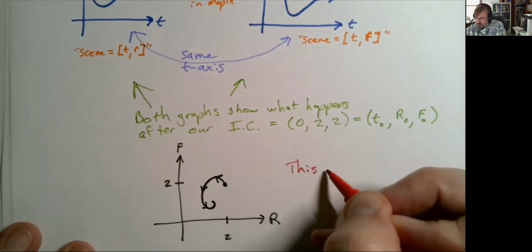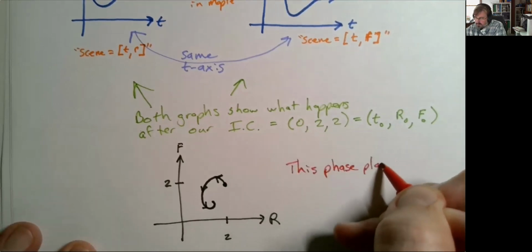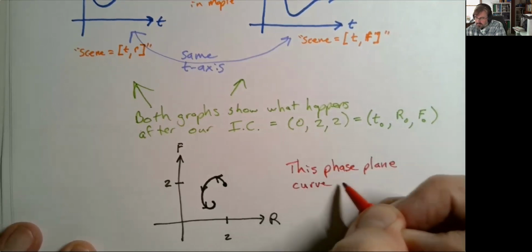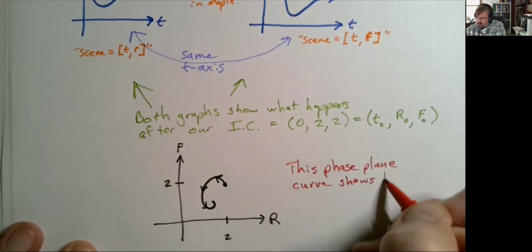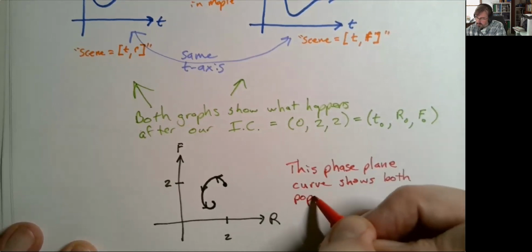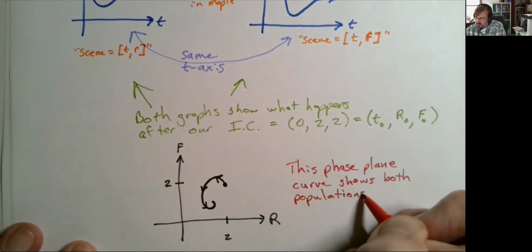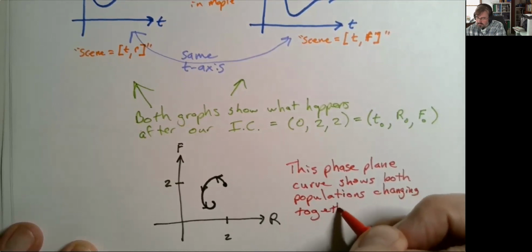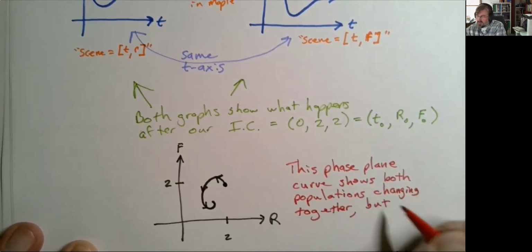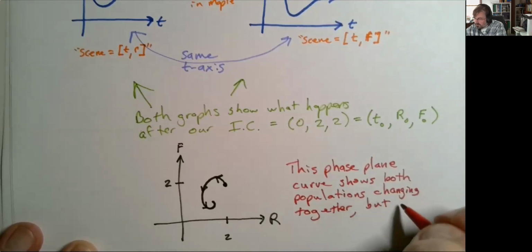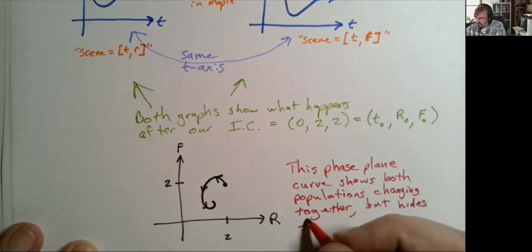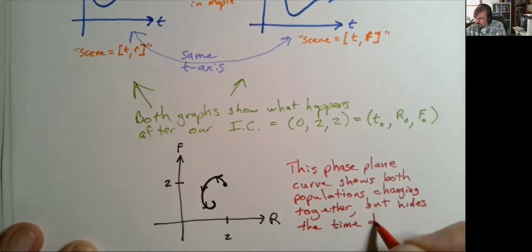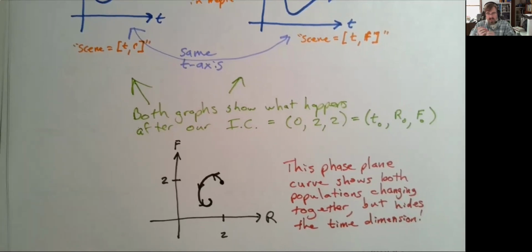So this phase plane curve shows both populations changing together. But the kicker is it hides that time dimension. Right? We can't see the time dimension because it's coming straight out of the paper.